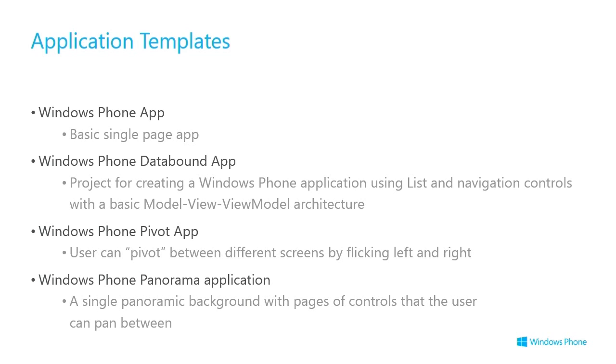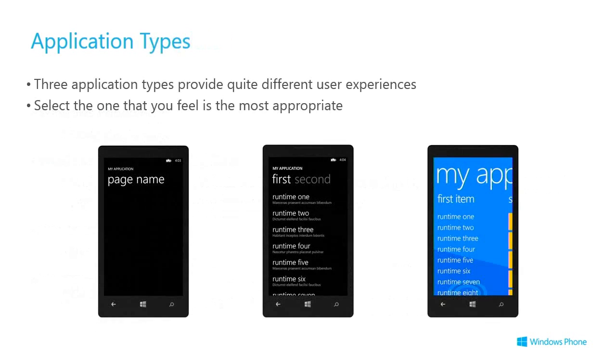There's the Pivot app, which is one of these multi-page scrollable displays, and the Panorama one, which I showed in the previous session. And you choose whichever one is appropriate for you. So there on the left we've got the basic single page app, the output from it. Then the one in the middle is what you get when you create a project from the data-bound one. And then on the right is the Panorama one, the one we saw in the first session.